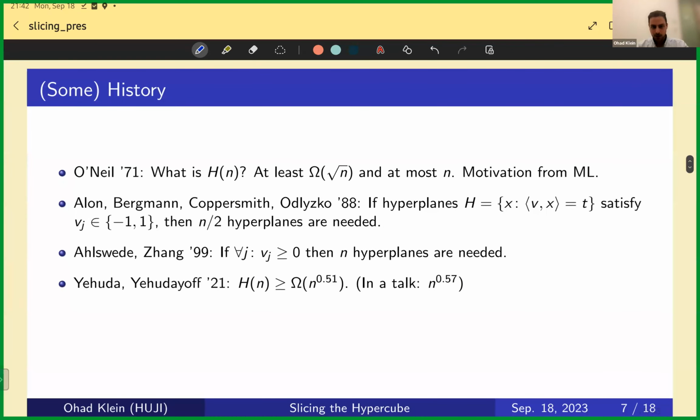And after about 50 years, Yehuda and Yehudayov were able to show that h of n is in fact not square root of n. They showed a slightly better lower bound over h of n, and they show that this is at least n to the power 0.51, and in an informal talk I've seen they claimed to prove n to some larger power.